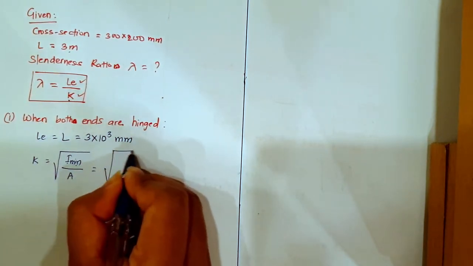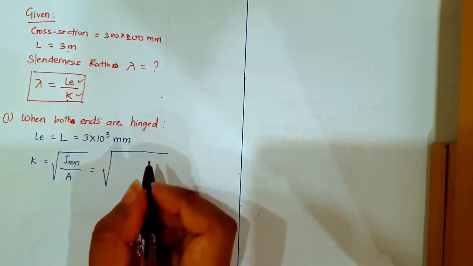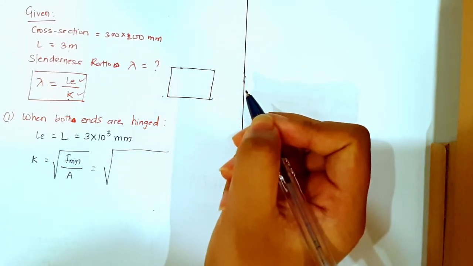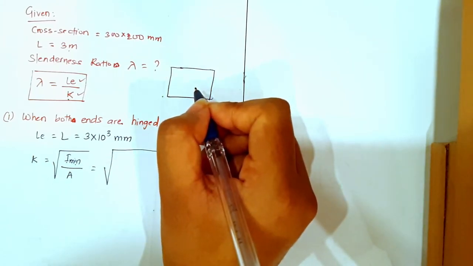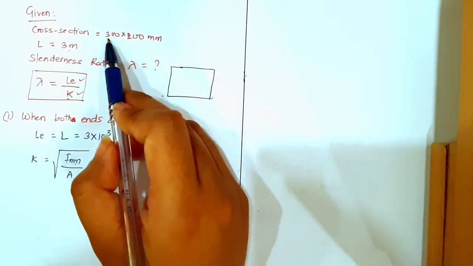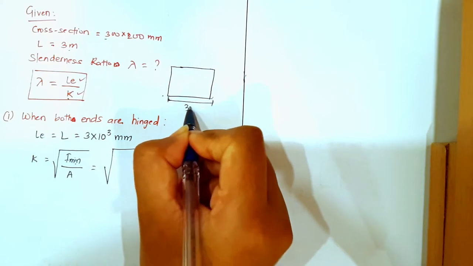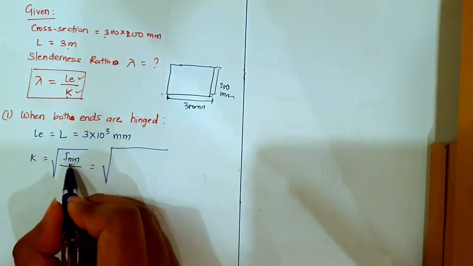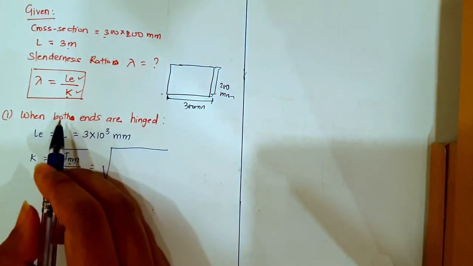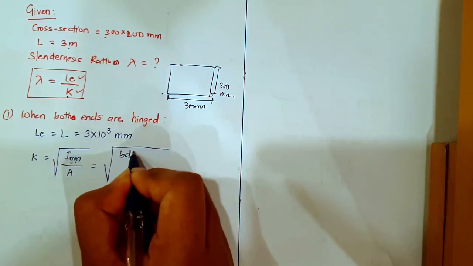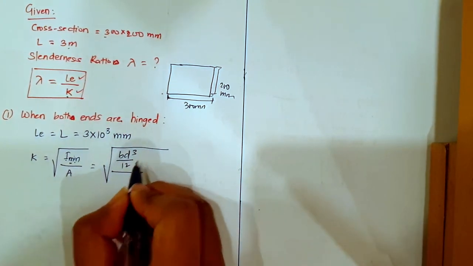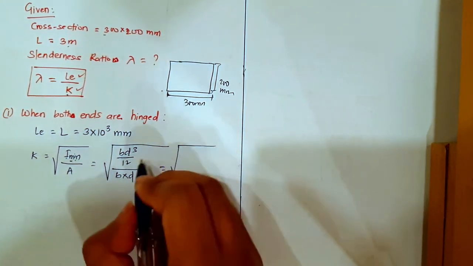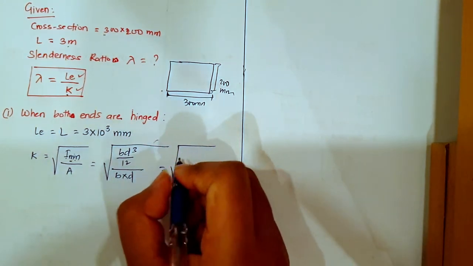Now how do you find the minimum moment of inertia? A rectangular section is given, so it is a rectangular column. For this, B is given 300, D is given 200 mm. The moment of inertia for this rectangular section is BD cubed by 12, and the area is B into D. How much is B? 300.